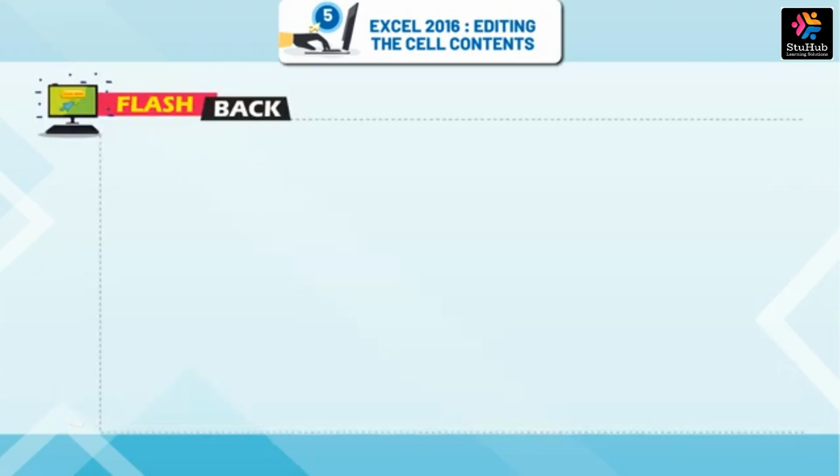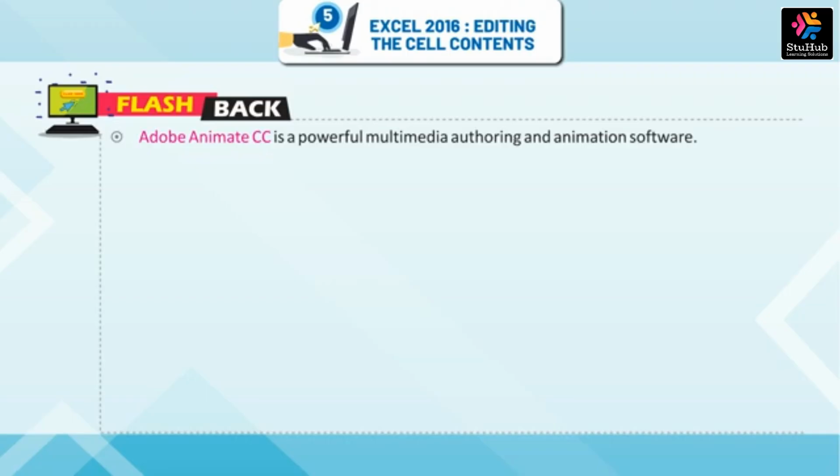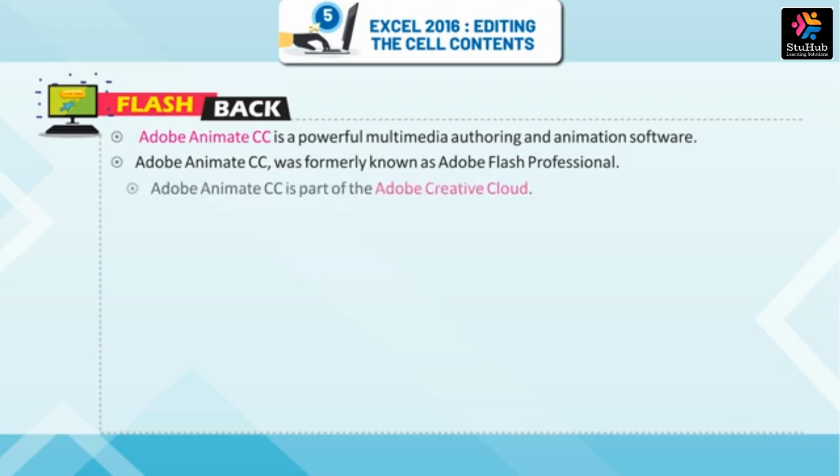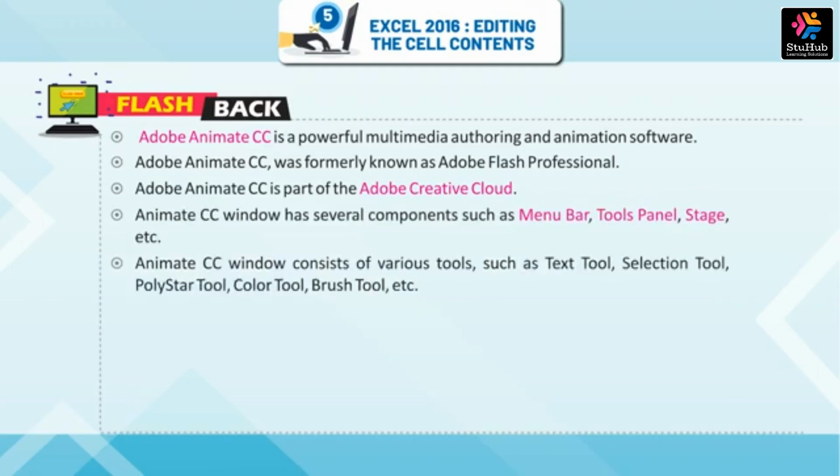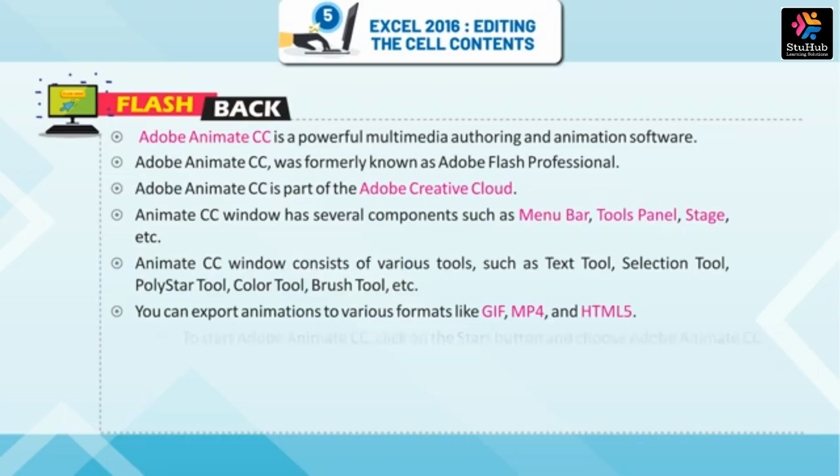Flashback. Adobe Animate CC is a powerful multimedia authoring and animation software. Adobe Animate CC was formerly known as Adobe Flash Professional. Adobe Animate CC is part of the Adobe Creative Cloud. Animate CC window has several components such as menu bar, tools panel, stage, etc. Animate CC window consists of various tools such as text tool, selection tool, polystar tool, color tool, brush tool, etc. You can export animations to various formats like GIF, MP4 and HTML5.